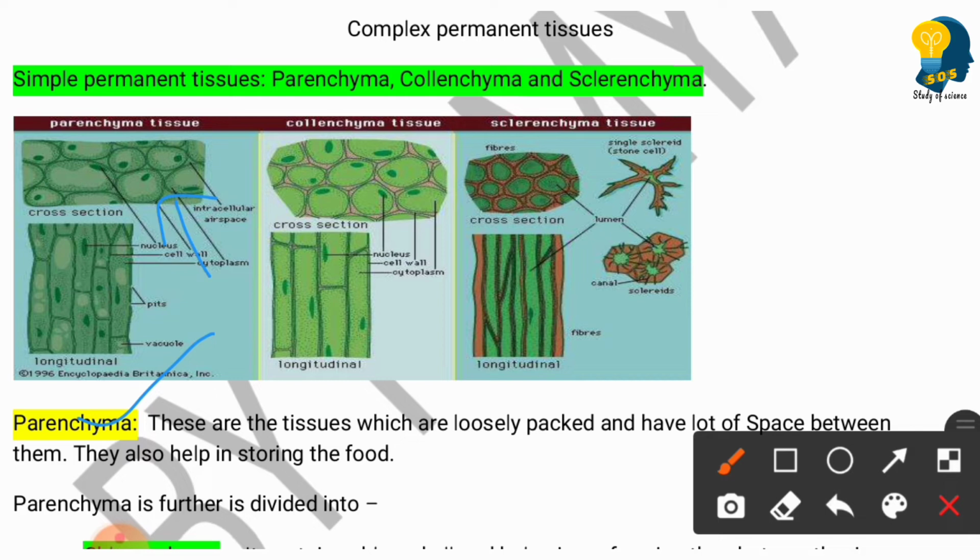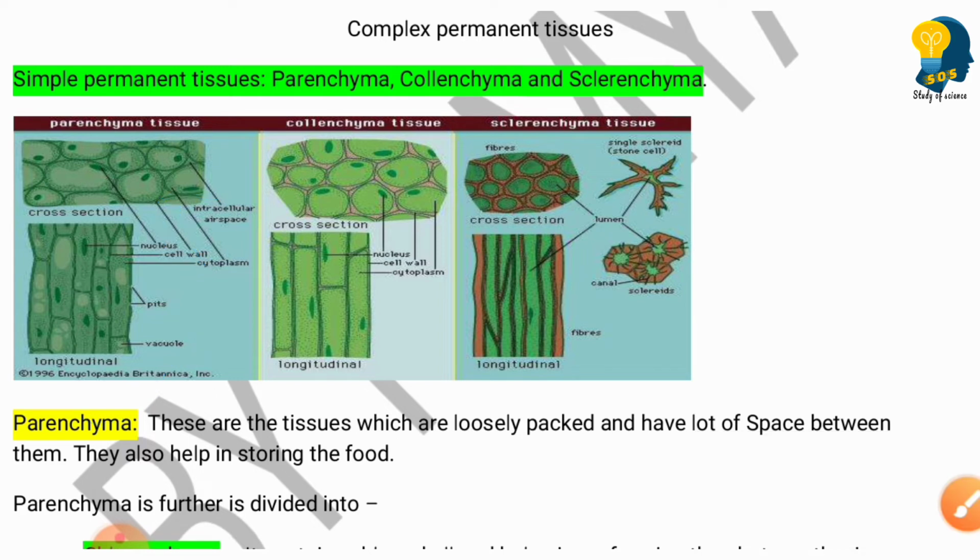There is a lot of space between them. That means they have the intercellular spaces. What is the function of it? The parenchyma helps in storing the food. Clear? So this parenchyma is further classified into two types. The first one is the chlorenchyma and the second one is aerenchyma.